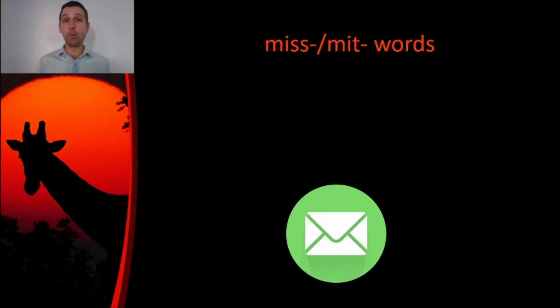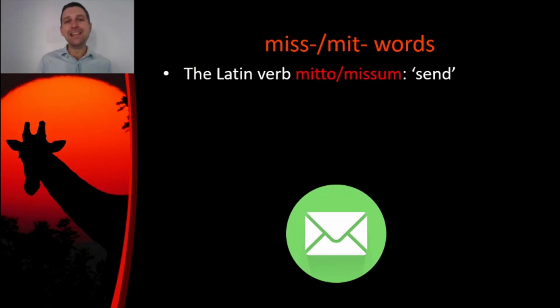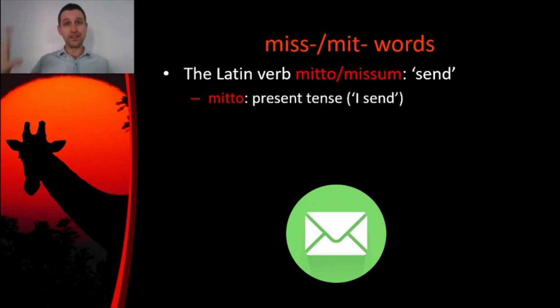So let's get started. What root are we talking about in this episode? We're talking about words in English that have miss or mit in them. And these come from one particular Latin verb. That Latin verb was mitto or missum, which meant to send. And these are both what we call in Latin principal parts of the verb. They are different ways that the verb might look depending on what you were trying to say with it.